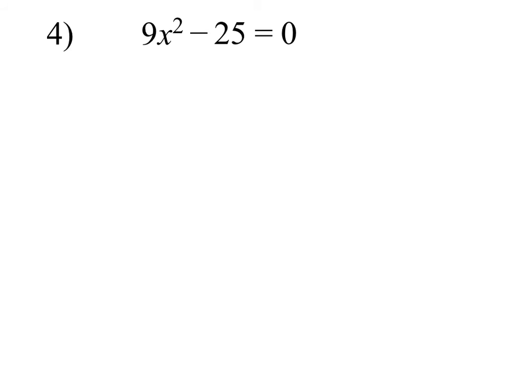Okay, now this is an interesting one, because if you notice, there are only two terms. There's only the 9x squared and the 25. So when you only have two terms, remember our factoring techniques for that. We have the difference of squares, or the difference or sum of cubes, but these are definitely not cubes.